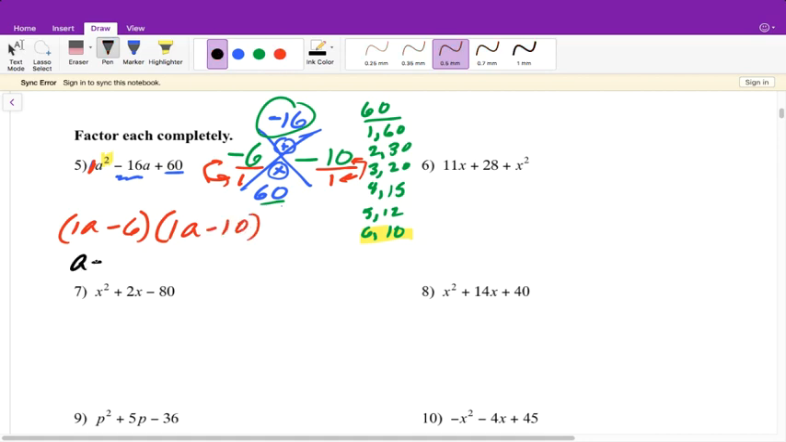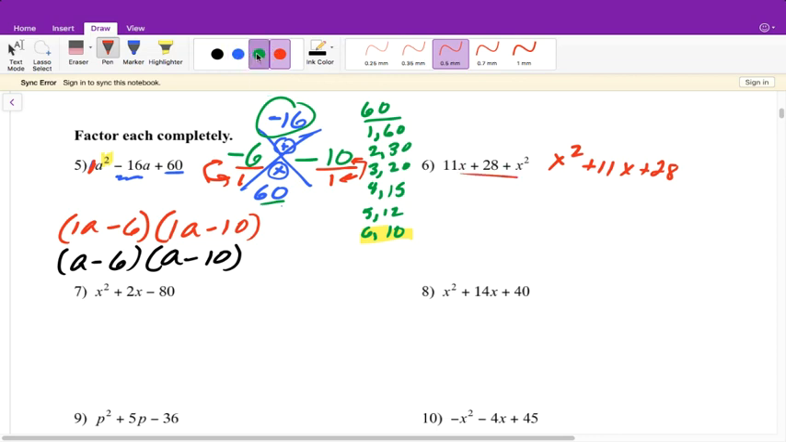And you can write it as a minus 6 and a minus 10. So this is our factored form. Right? So for number 6, remember, you must write this in standard form first. So it will be x squared plus 11x plus 28. If you don't write it in standard form, it's going to be difficult for you to factor because you might end up multiplying the wrong things together.